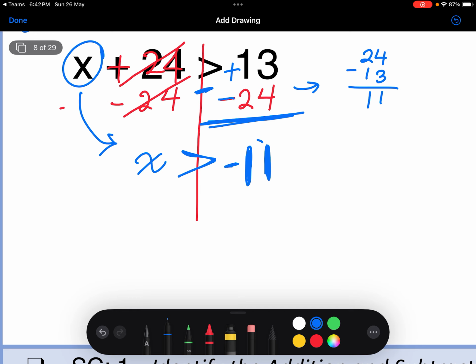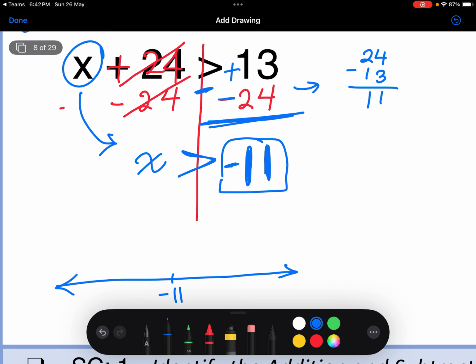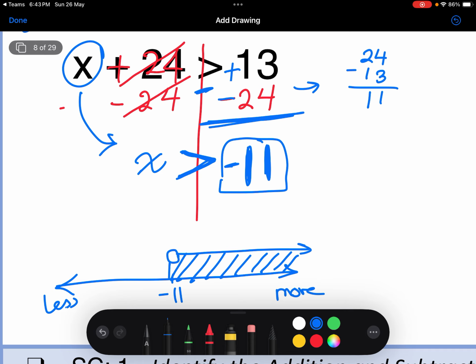Again, to locate or to graph your answer, draw the number line. Locate your number, negative 11. Since it's only more than, there is no or equal to, so it's going to be an open circle. And since it's more than, it has to be in the more direction. Here is the less and there is the more. Just go to the more direction and shade under it. That's it. Okay?